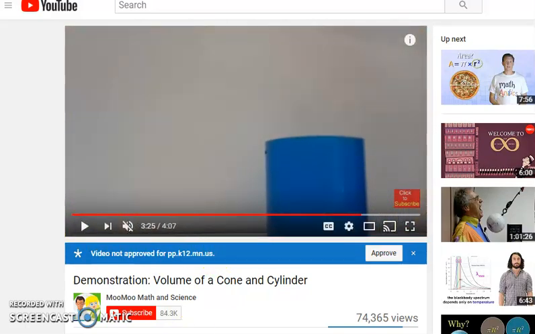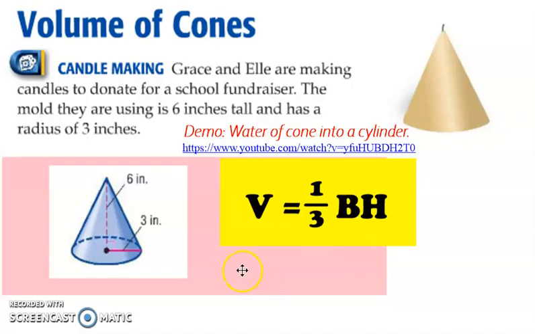So, why did I show that to you? Because it helps us remember that finding the volume of a cone is just 1/3 of what it would be for a cylinder. So it is 1/3 area of the base times the height. Here would be our height, and this would be our radius. Okay?